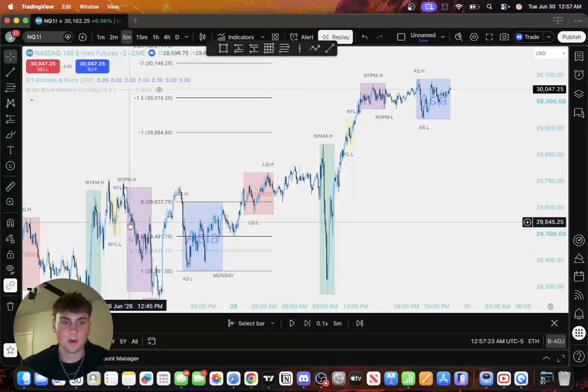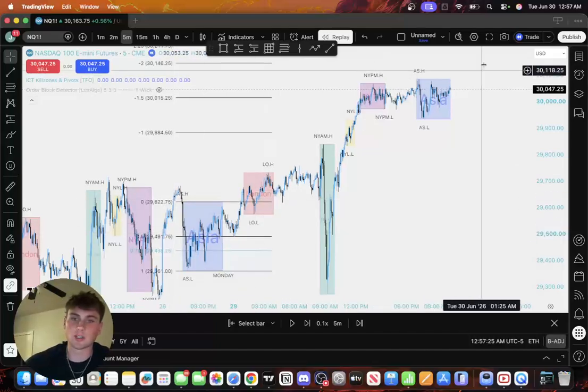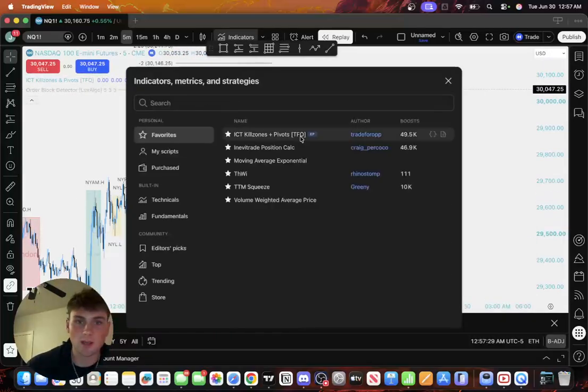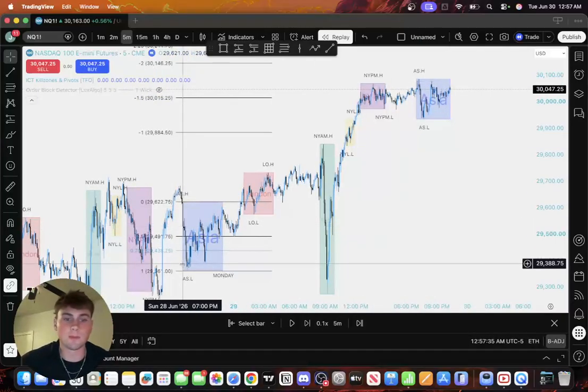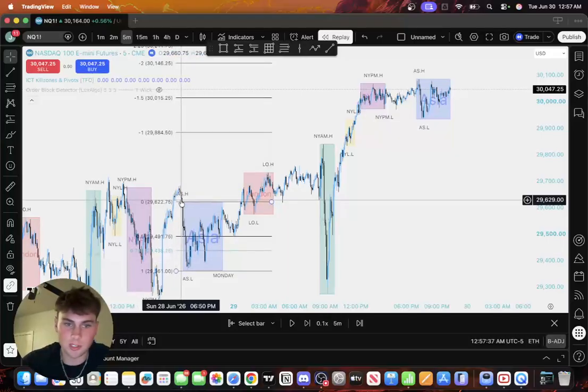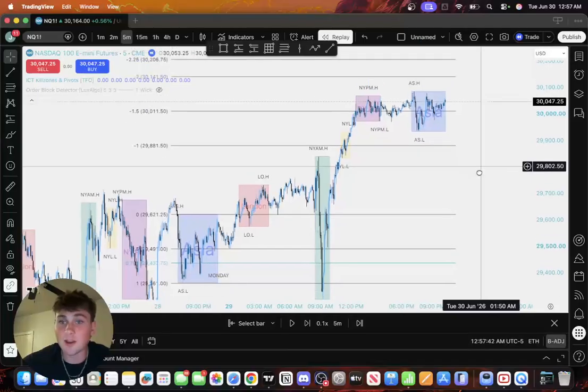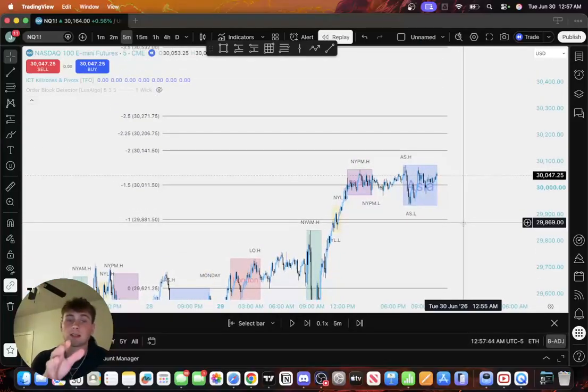And if you want to know how to get these Asia session, London session, everything like that, you go over here to indicators, and it will be ICT Killzones and Pivots by TFO. So basically, you do it to the bottom and the top of the Asia session like that, and pull it over a little bit. And I noticed, so basically standard deviation is certain levels, so you can kind of predict where price is going to go.